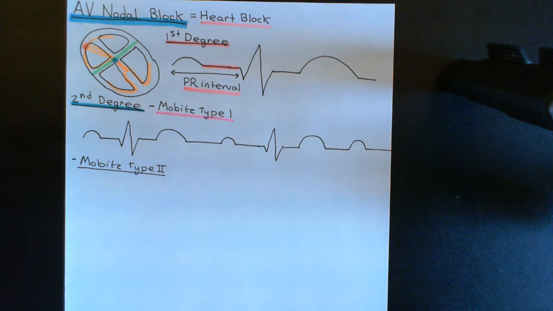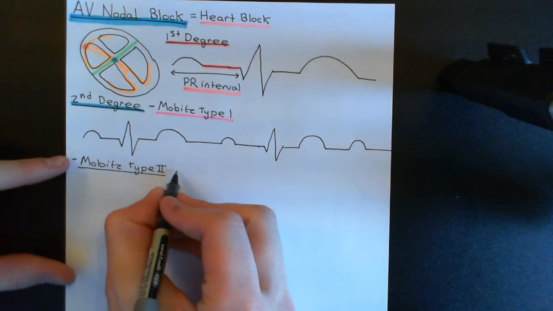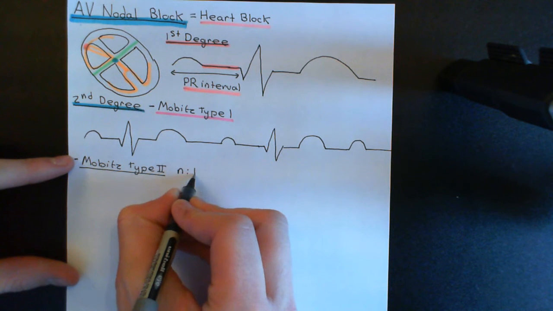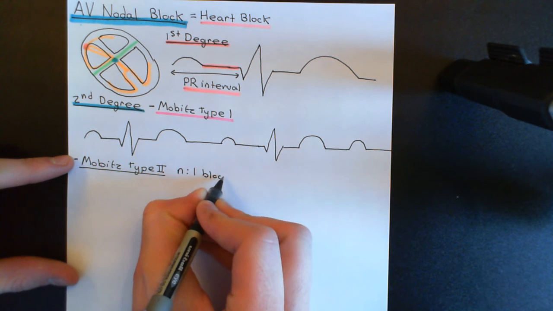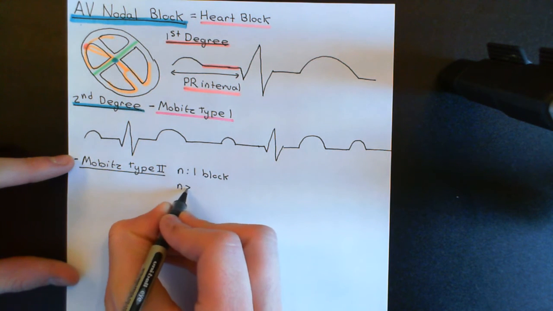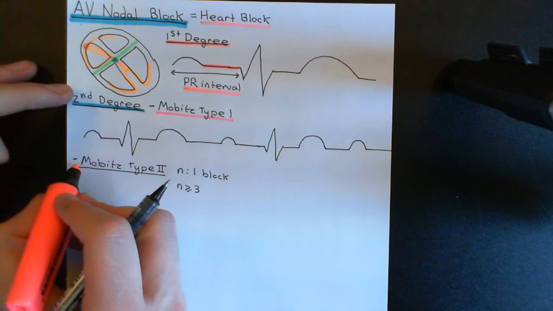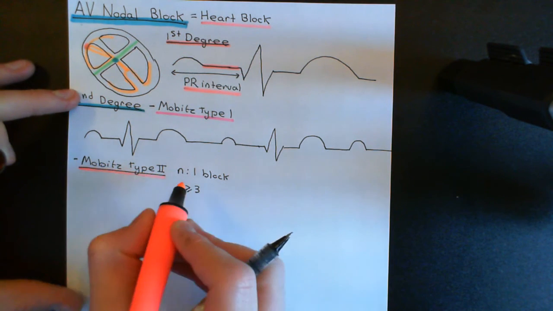The PR interval remains completely normal for most of the cardiac cycles, but then every nth cardiac cycle you don't actually conduct the electrical signal through the atrioventricular node at all. Okay, so in Mobitz type 2 you have what is known as n to 1 block, where n is some natural number greater than or equal to 3. So it can be 3, 4, 5, 6, 7, etc.